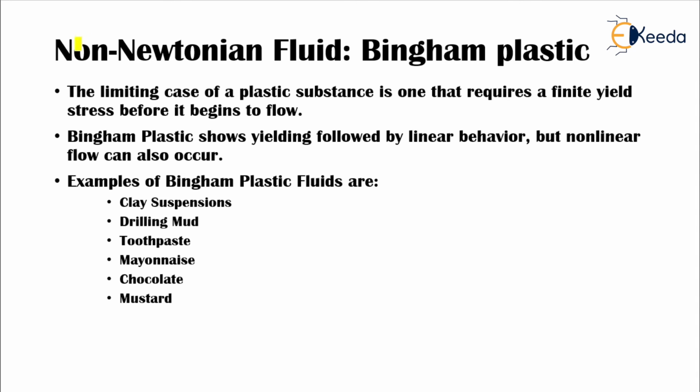Next non-Newtonian fluid is Bingham plastic. Bingham plastic we have already seen. The plastic substance is one that requires a finite yield stress before it begins to flow. Bingham plastic shows yielding followed by linear behavior, but non-linear flow can also occur. So there are possibilities. The classic case is toothpaste. All of you might have seen toothpaste. When we want toothpaste to come out of the tube in which it is stored, we first need to apply some stress. After that, it flows smoothly. But before that, to initiate the flow, we need to apply some shear stress. So that is Bingham plastic.